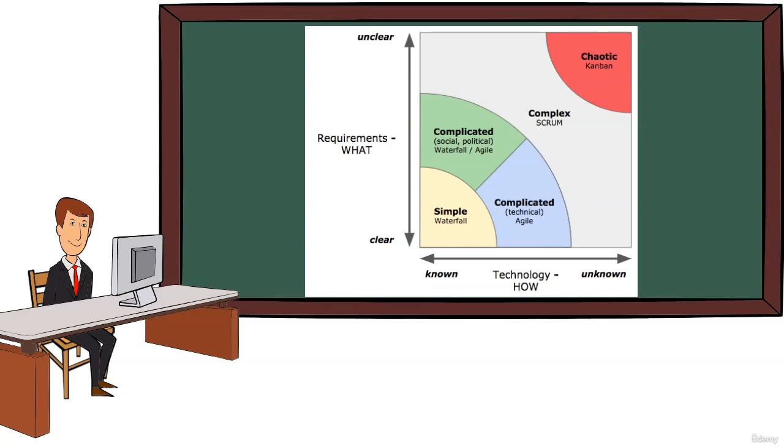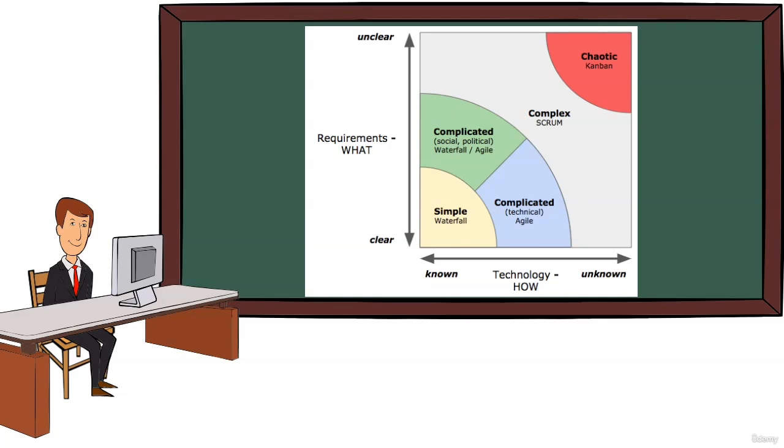For a clear and known project, this would be known as simple, and a waterfall method would absolutely fit this type of project. But as the requirements become less clear and the technology less known, this would move us into the realms of complicated, where a hybrid waterfall and agile method may be effective. And as we get into complex, then we will be using the Scrum framework. And Scrum is something we're going to be talking a lot about moving forwards. If we get to the chaotic stage at the top right, then Kanban would be a good approach.